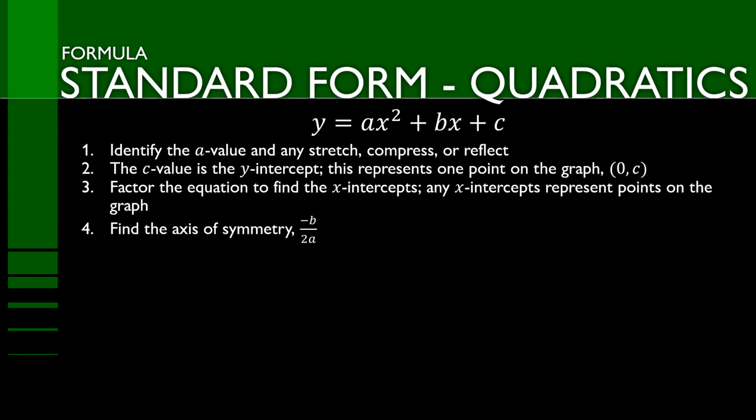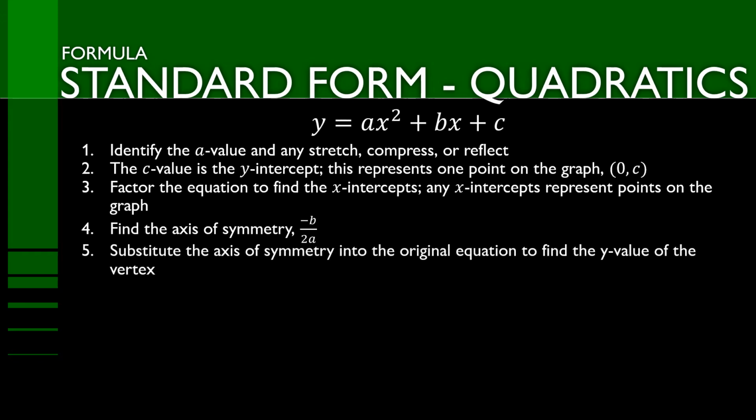Then the next thing we're going to do is find the axis of symmetry. And to find the axis of symmetry out of standard form, we're going to use the formula negative b over 2a. Then once we've done that, we're going to substitute the axis of symmetry into the original equation and solve, and that's going to give us the y value of the vertex. So the vertex is going to be the axis of symmetry, comma, whatever y is when we plug the axis of symmetry into that equation.